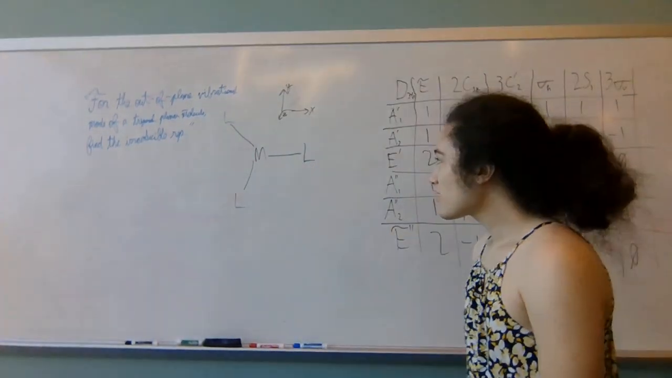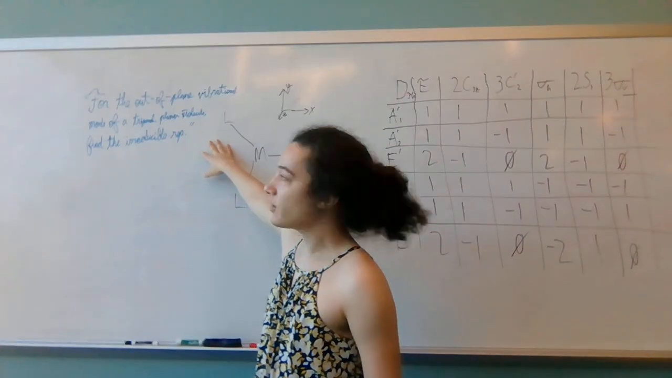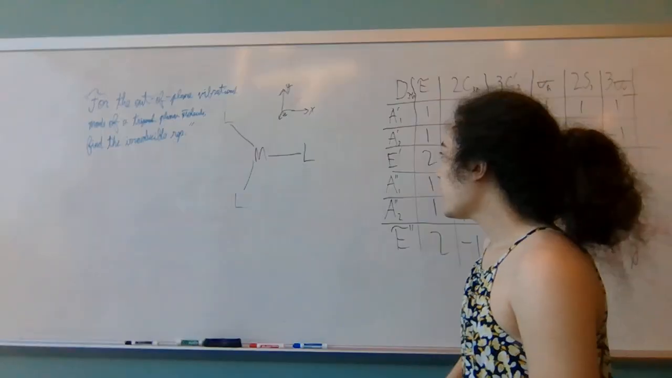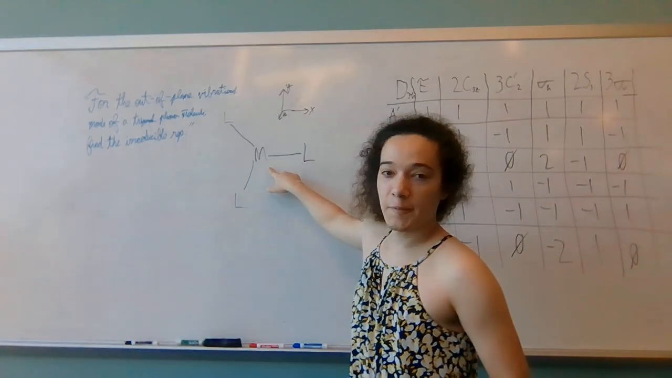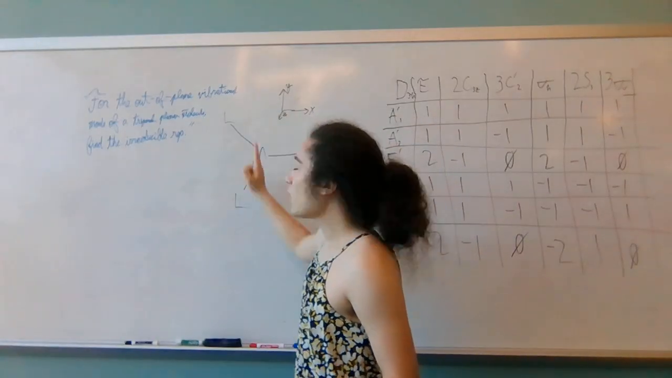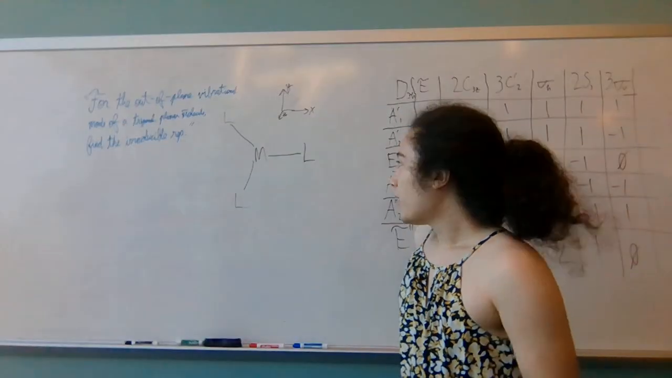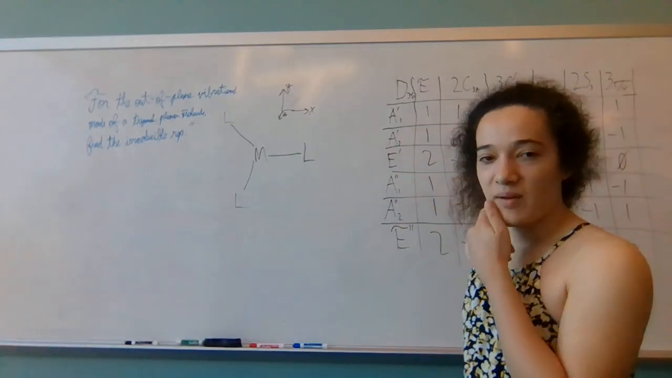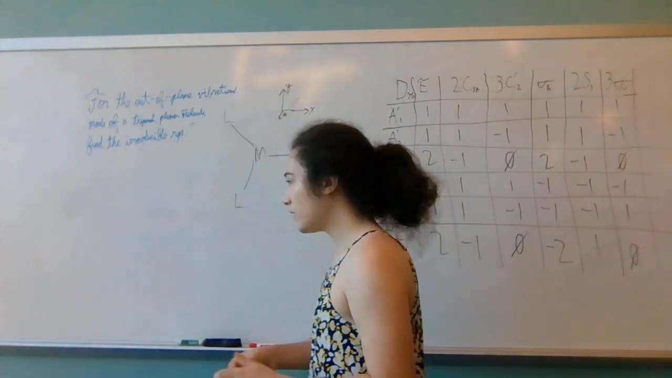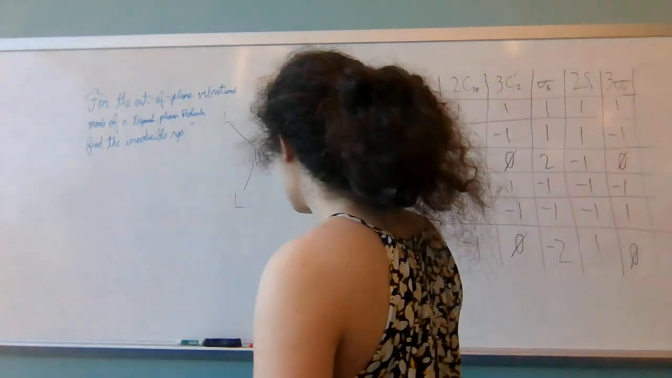Hello. So for this question, it's asking for the out-of-plane vibrational mode of a trigonal planar molecule, find the irreducible representation. So I drew a molecule top down here. So this is the x-axis, this is the y-axis, and the z-axis is coming out of the page towards us. This is typically an easier way to represent planar molecules, but I am going to actually draw it the other way so we can see the vibrational mode a little bit better.